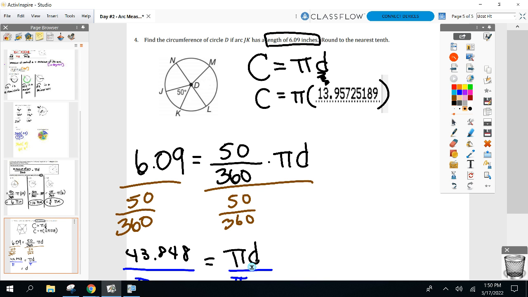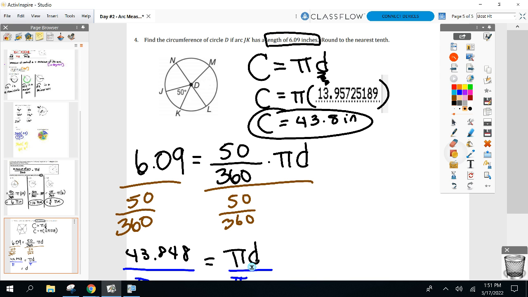And what did you guys get back out? 43.848. Yes, Charlotte? Hold the thought. So final answer here: because we had to round to the nearest tenth, 43.8 inches for the circumference.